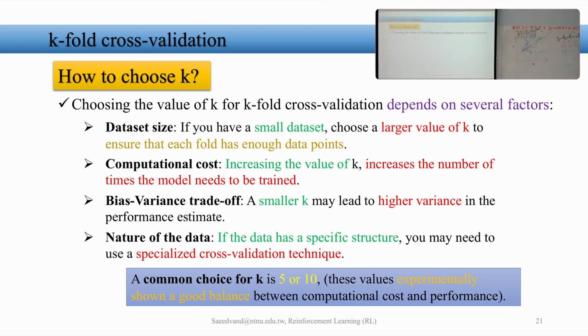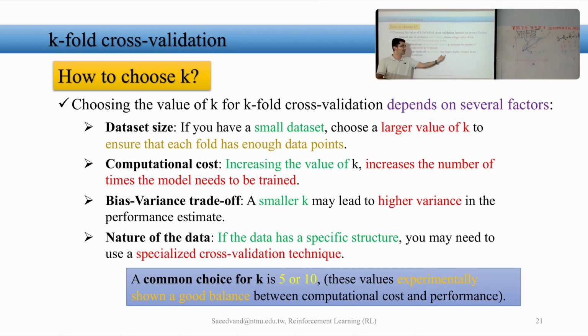So how to choose K? You may ask how to choose K. How many folds should I divide into? The general answer is that it depends on several factors, but experiments say that first of all, consider your data set size, how big it is. For small data sets, choose a larger value of K. Computational cost matters too: increasing the number of K increases the number of times that you're training. Also, the bias-variance trade-off is a metric that we talked about, how complex your model is.